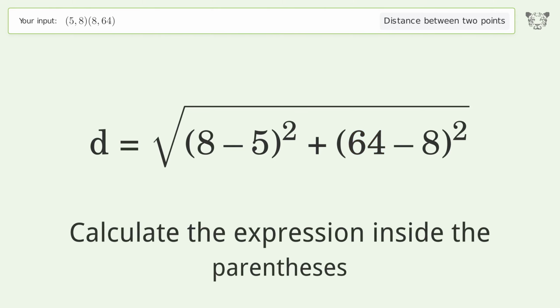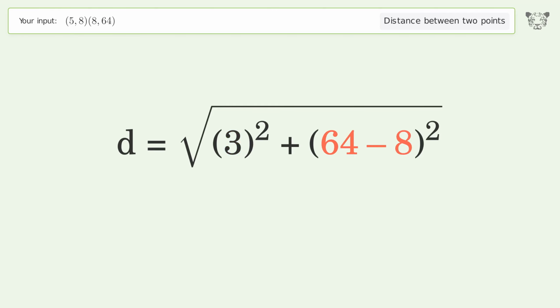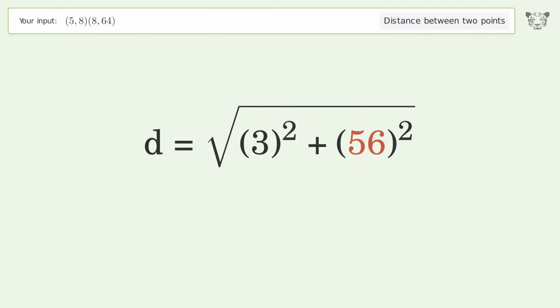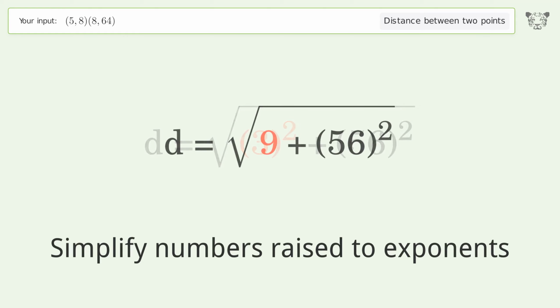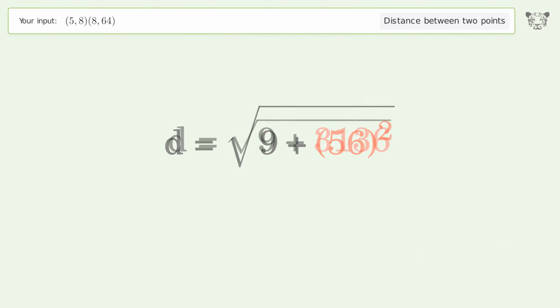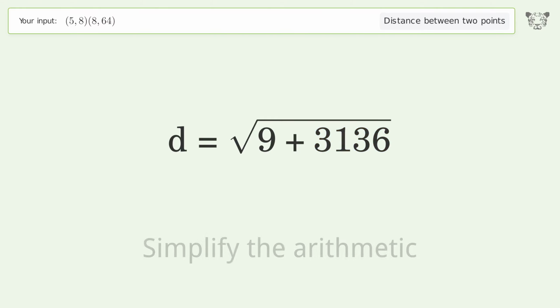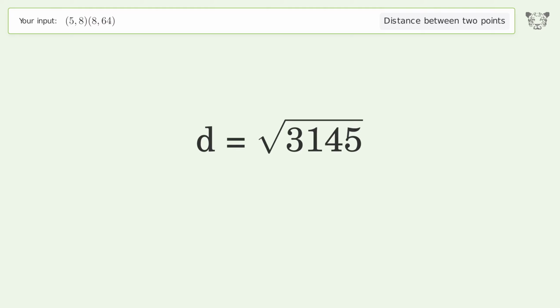Calculate the expression inside the parentheses. Simplify numbers raised to exponents. Simplify the arithmetic. And so the distance between the 2 points is the square root of 3145, or 56.08.